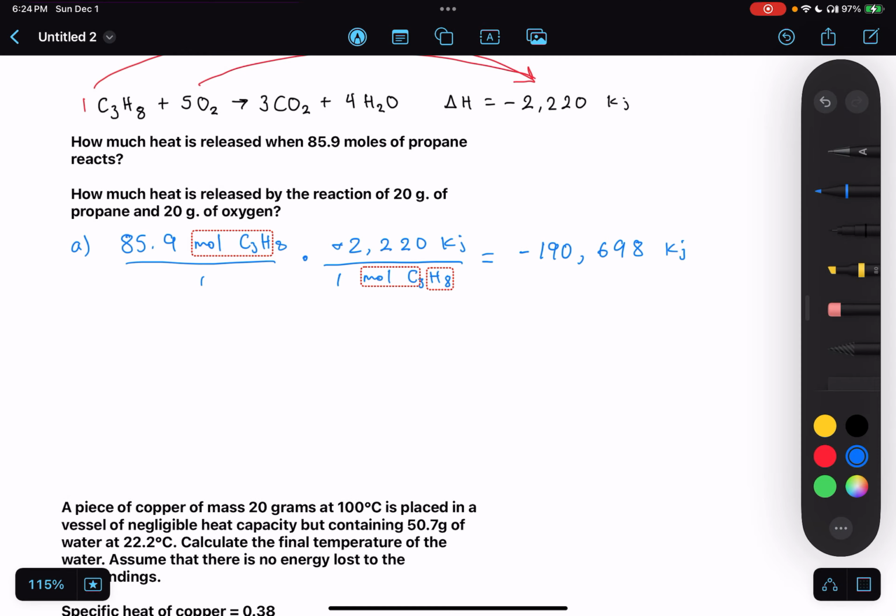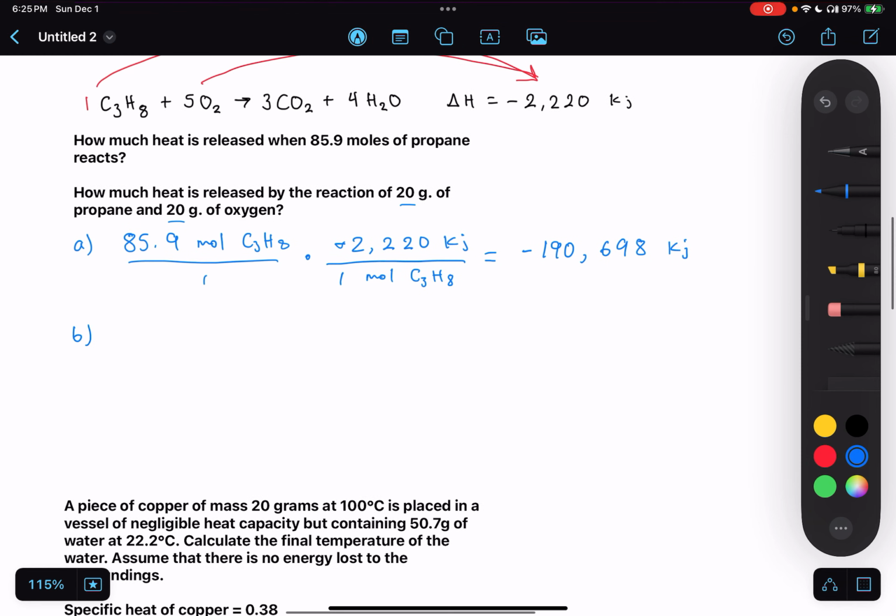But how would they make it a little bit more complicated? Well, they would just give us grams to start with, just like they did in part B. Now, this is easy for us because we can easily go from grams to moles and from moles to kilojoules. So for example, part B, we start off with 20 grams of propane and 20 grams of oxygen.